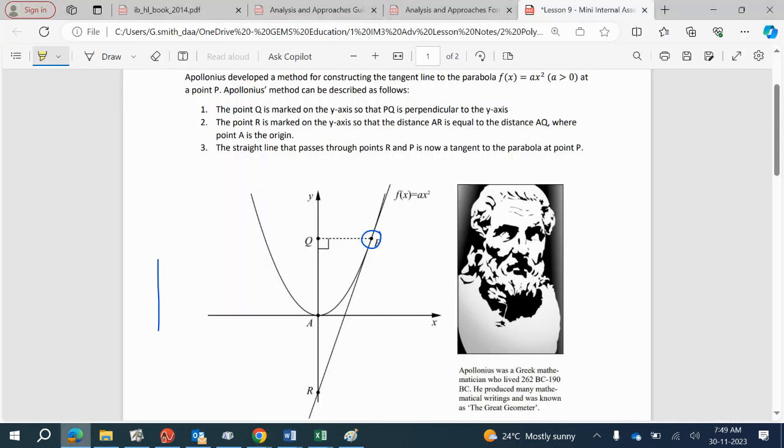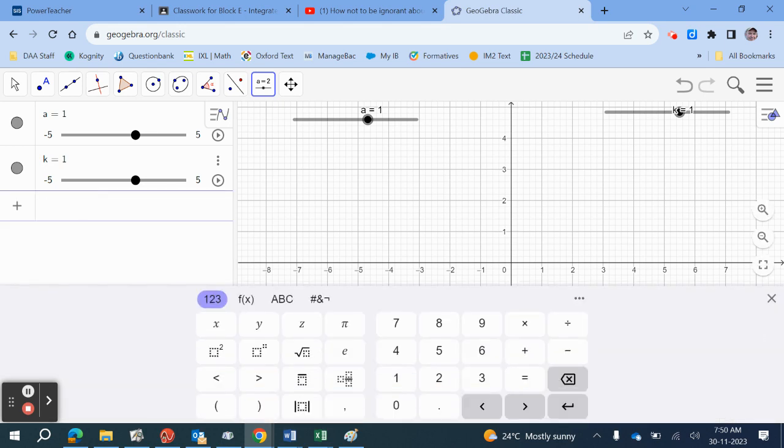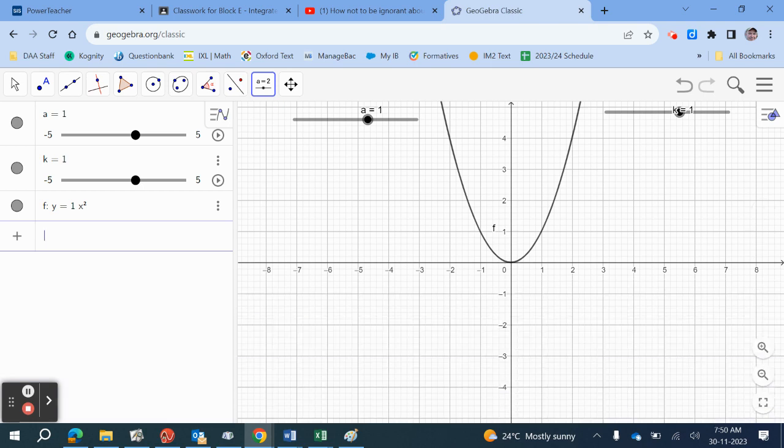Looking back at here, a is the coefficient of the parabola, and k is going to be the x coordinate of P, and I can move k and the point P will move around. So now we need to draw the function. Firstly, I'll say y equals a times x squared, and there's our parabola. We need to put in now the point of tangency that we're going to use, which was called point P. P is going to equal (k, f of k). So this will give us a point on the curve.